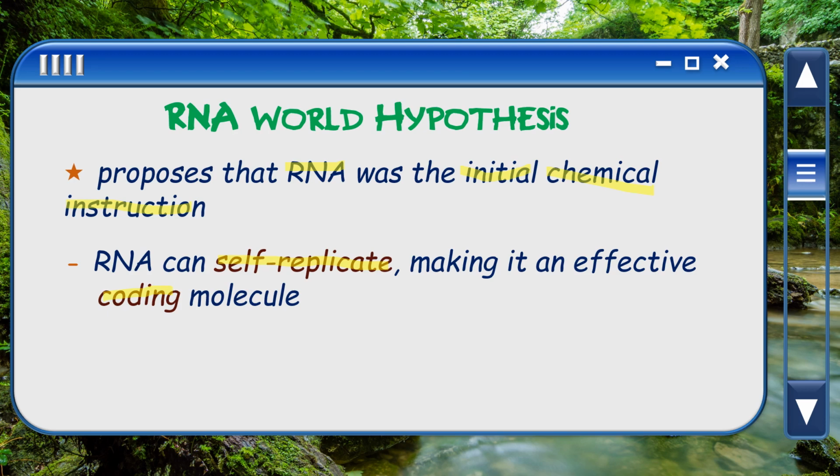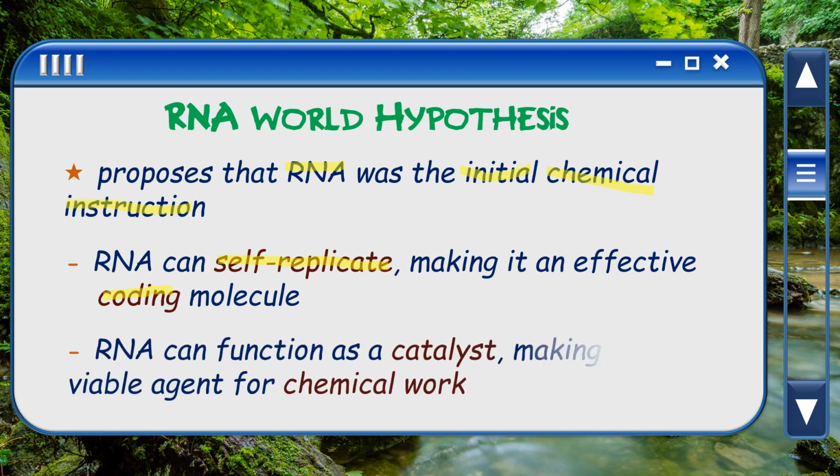It can multiply by itself, not like DNA, which depends on protein. Therefore, it can be an effective coding molecule compared to DNA, because DNA depends on protein. But RNA can self-replicate without the presence of proteins. Therefore, it is an effective coding molecule compared to DNA.